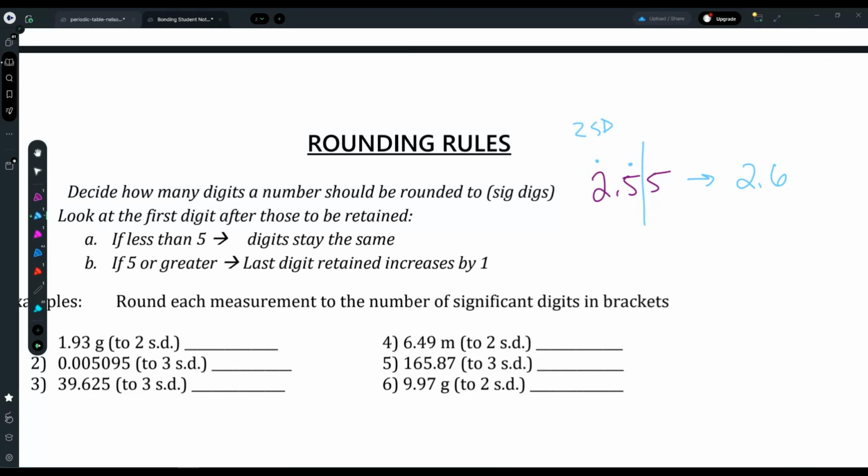But let's say the number was 2.54. We still wanted to round it off to 2 sigdigs there. Then because this digit right after the cutoff line is less than 5, that means this digit right before the cutoff line stays the same.